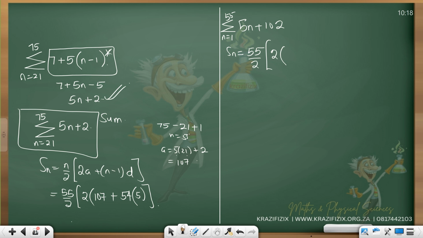2a, what is my first term? n is 1, 107, plus what's my difference? n minus 1, and what is my difference? Do you notice that we're back here? We don't even need to calculate. Check. Same story. Same story.